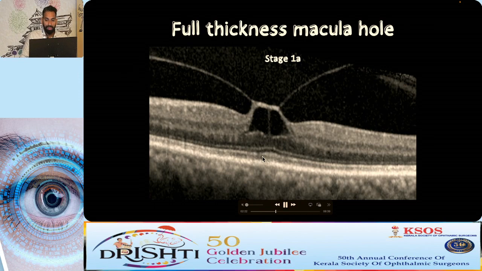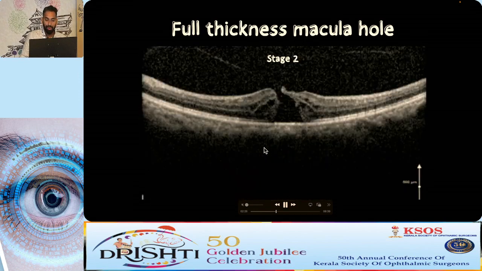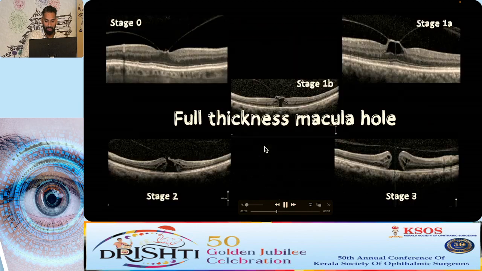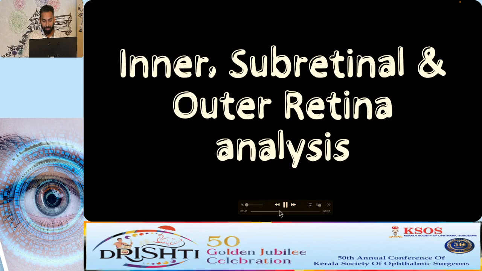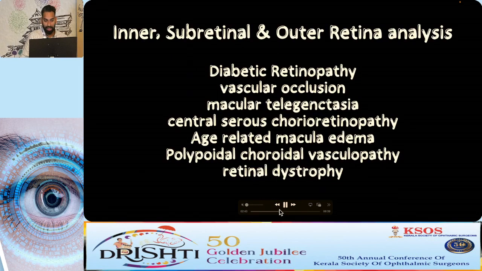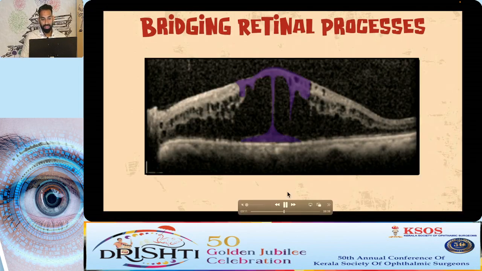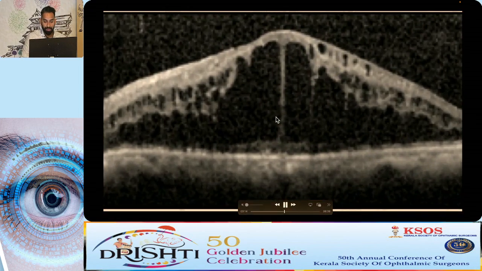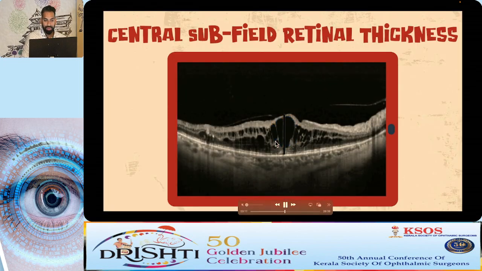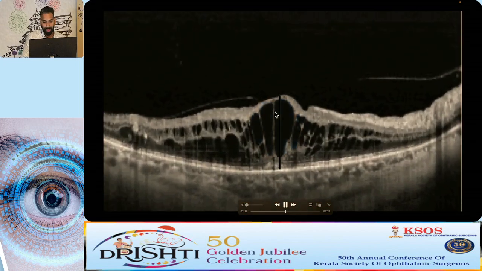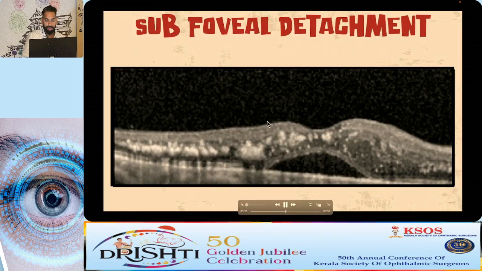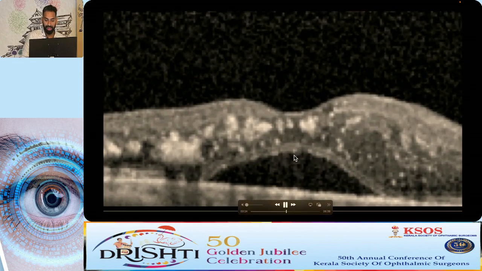And then we come to the full thickness macular hole. In the first few stages, it is more of a vitreomacular traction, which then develops to an operculum. There are other lesions of intraretinal, subretinal, and outer retinal, like diabetic macular edema. You can see over here, these are a few of the biomarkers. Intraretinal cyst, this is the bridging retinal process. And then you have central subfield retinal thickness. So these are all the biomarkers you need to see in a diabetic macular edema case.